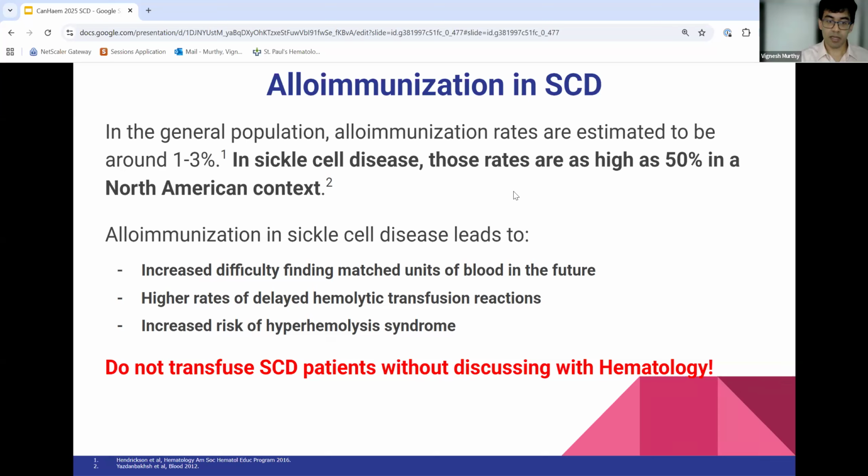They have higher rates of delayed hemolytic transfusion reactions. They're at increased risk of this hyperhemolysis syndrome, which is potentially fatal. And so for all of these reasons, we emphasize every time, please do not transfuse them without discussing with us.